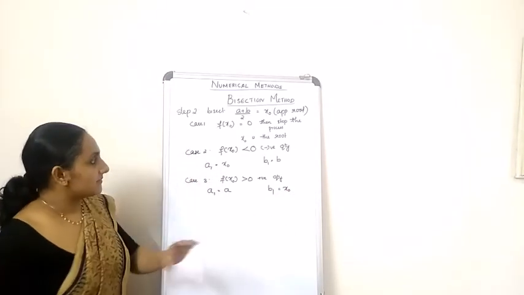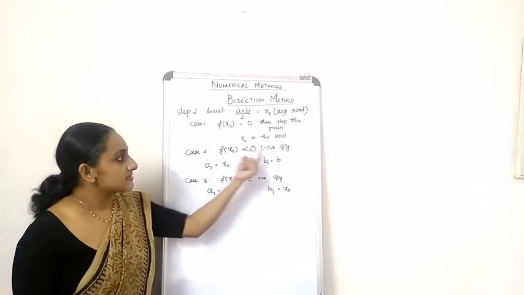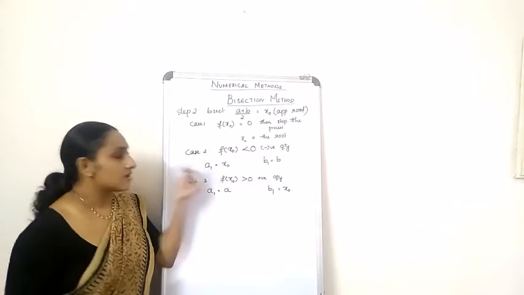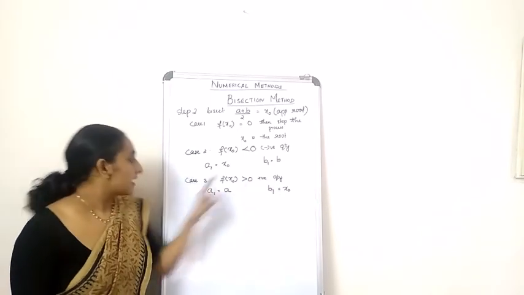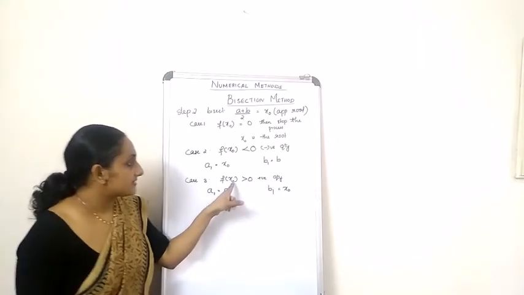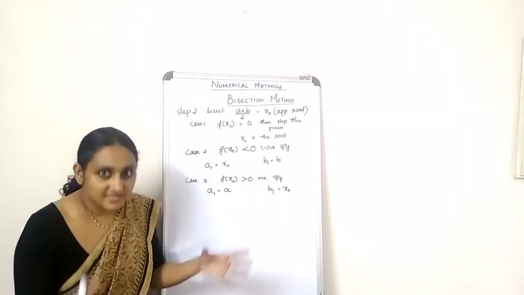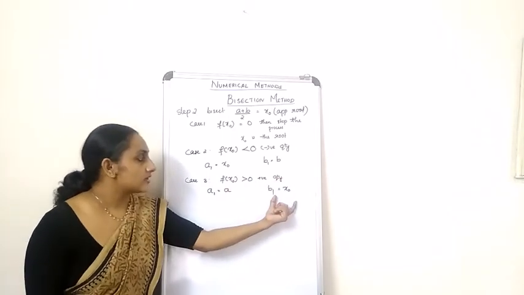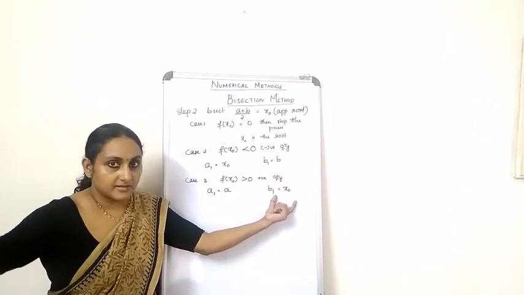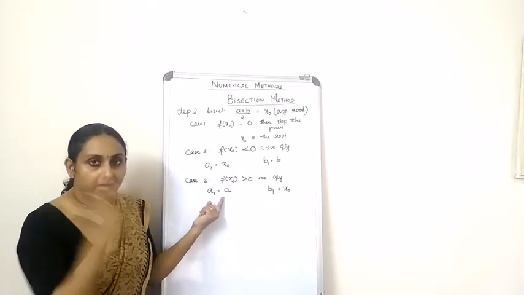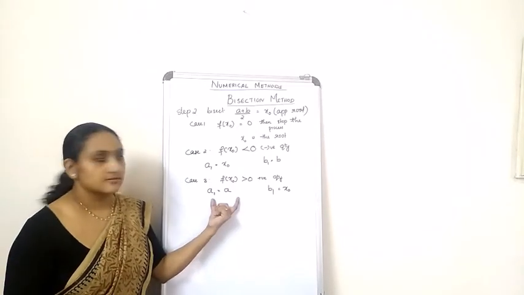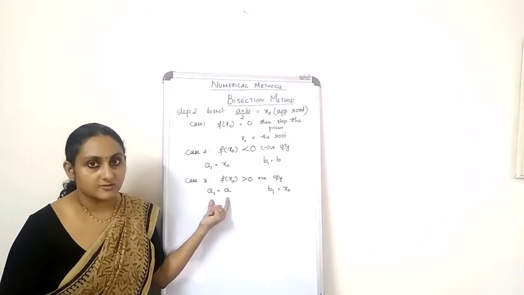Just remember that if f of x naught is a negative quantity, the change comes in the point A. There won't be any change in B. If it's case 3, that is if it is a positive quantity, the change is going to happen in the B part, that is the B point, and A won't change. A is just the same in case 3.